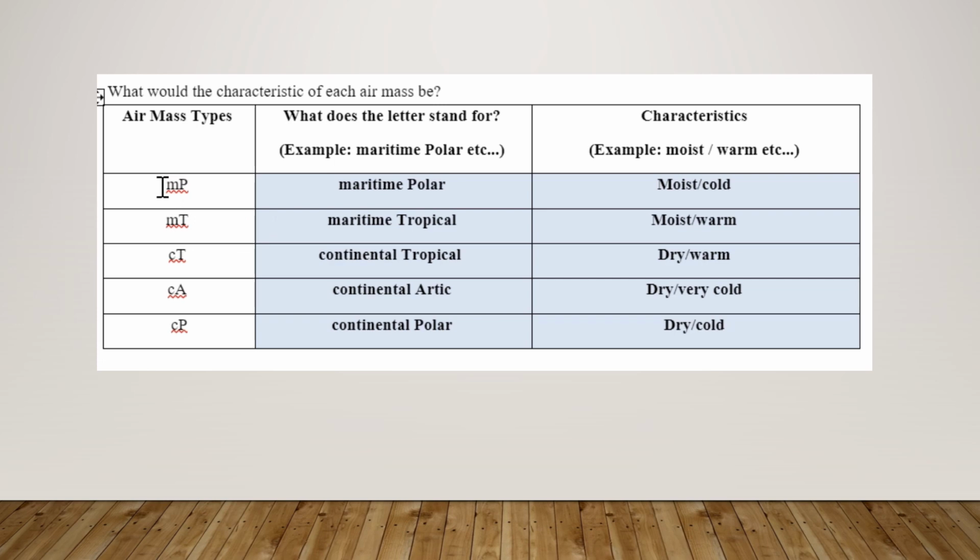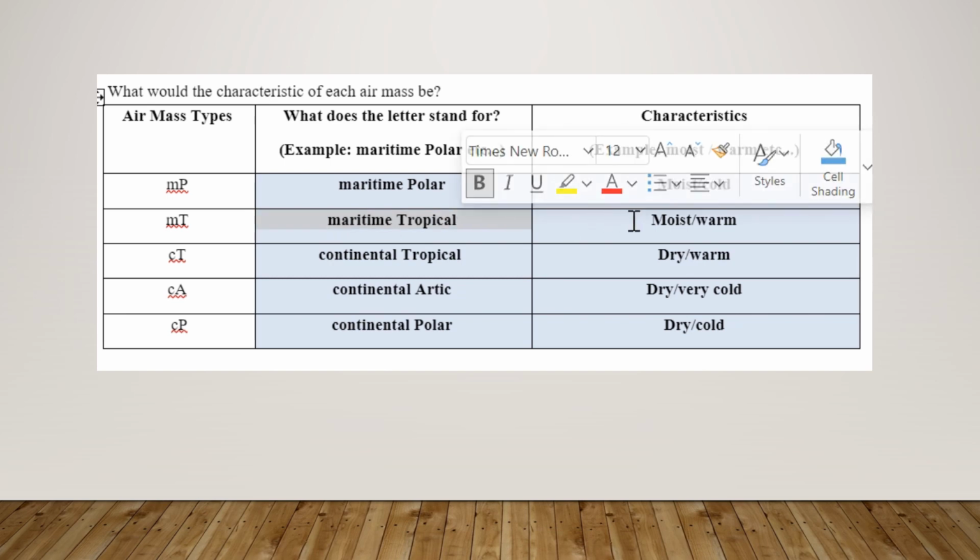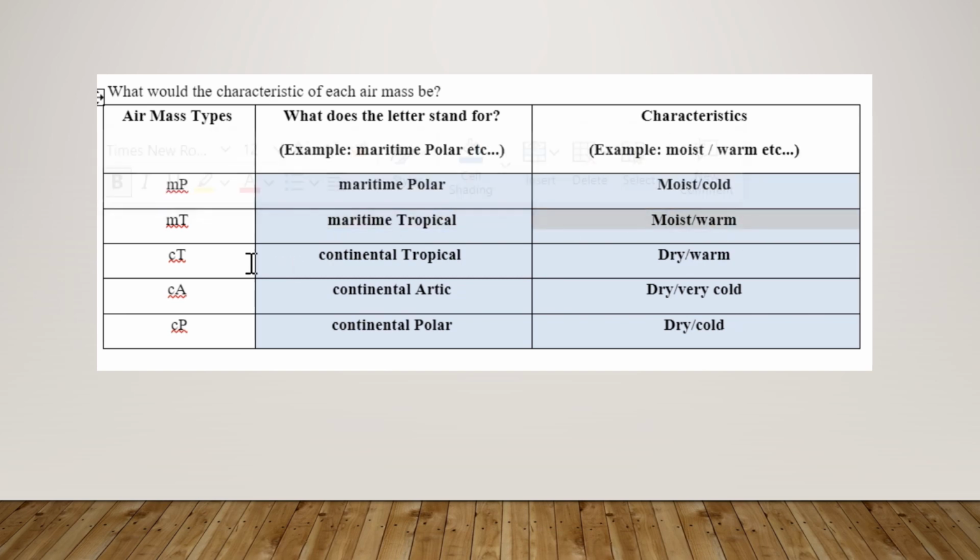MP. M is maritime. That means it's going to be wet or moist. P means polar. That means it's going to be cold. Maritime polar, moist, cold. Maritime tropical. Again, our maritime means it's going to be wet or moist. Our T tells us it's going to be tropical. Maritime tropical, moist and warm.